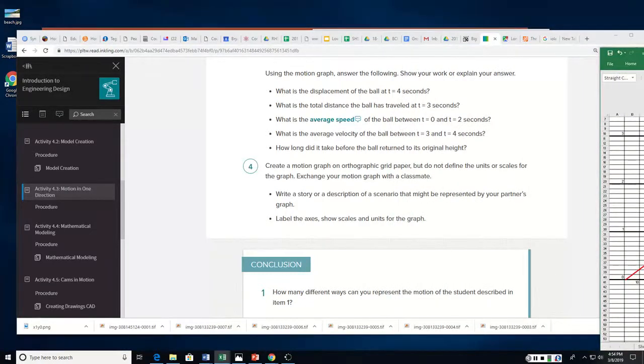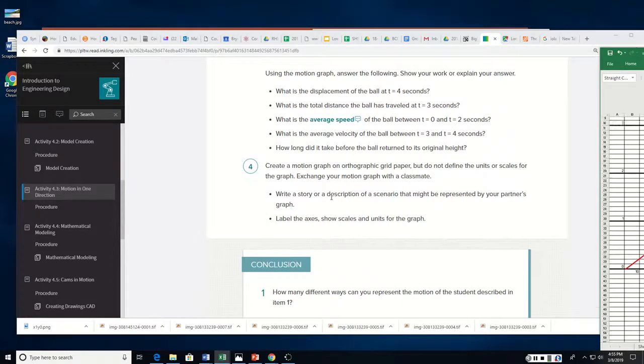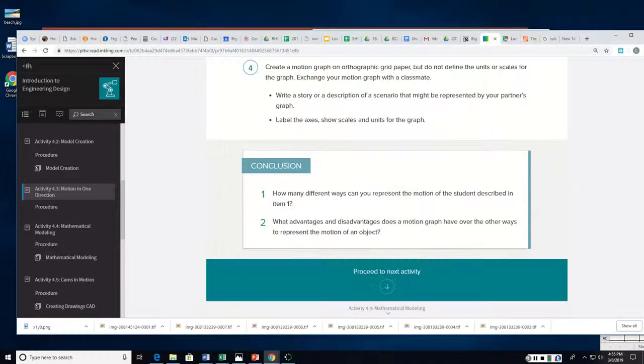And then you're going to exchange your motion graph with your classmate. Your classmate is going to write the story or description of the scenario that you did, and then he's going to label the axes and show the scale. You're going to do this in your journals. So you're going to have to share this with another person. You then have to answer these questions in your journal. And that's probably enough for this video.